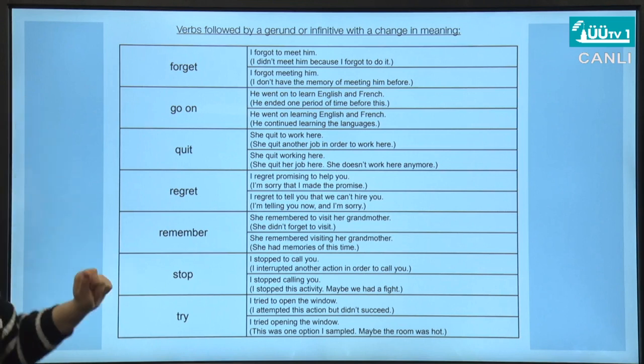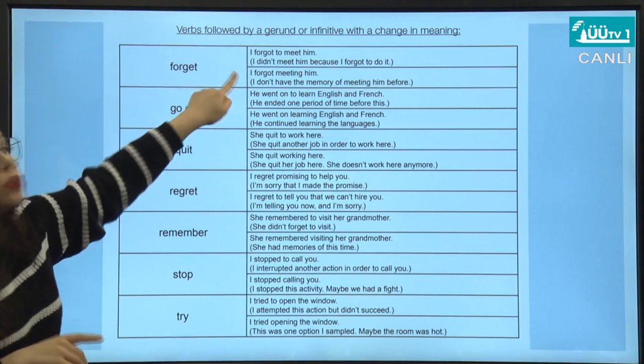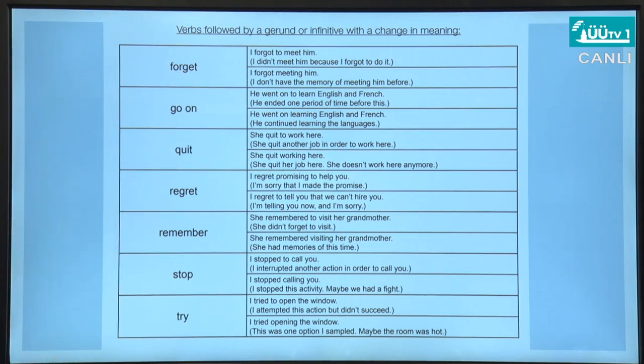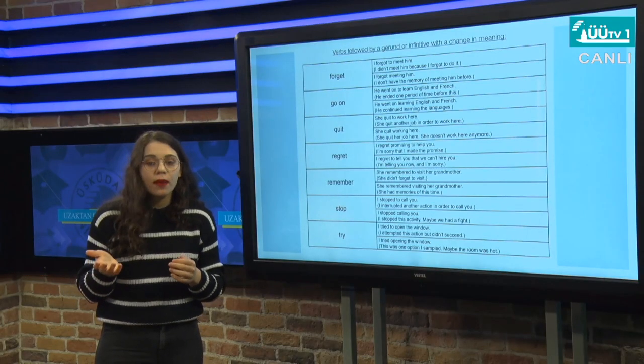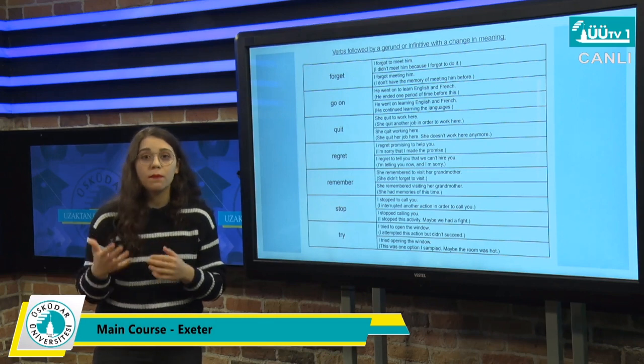Let's start with forget. If we use forget with infinitive, forget to, then the meaning is, for example here, I forgot to meet him. It means that I didn't meet him because I forgot, because I didn't remember to go. If you use forget to, the infinitive form, you mean the actual meaning of forget. But if you use forget with the ing form, I forgot meeting him, it means that I in fact did meet him, but I don't remember it. I don't remember the memories of meeting him.